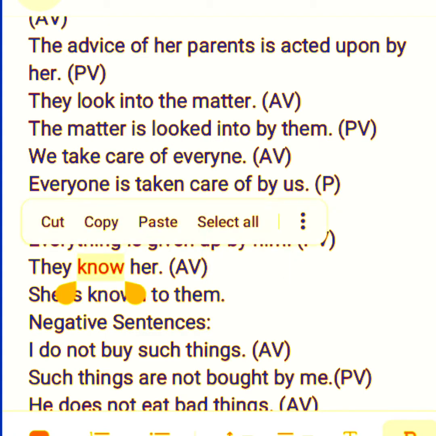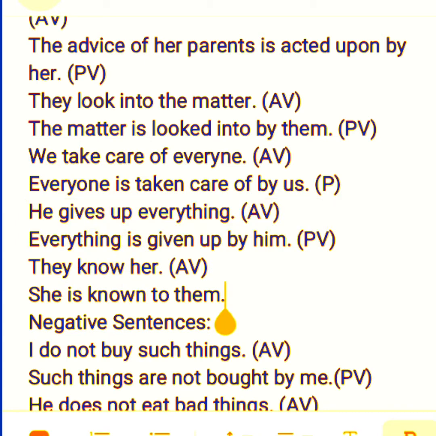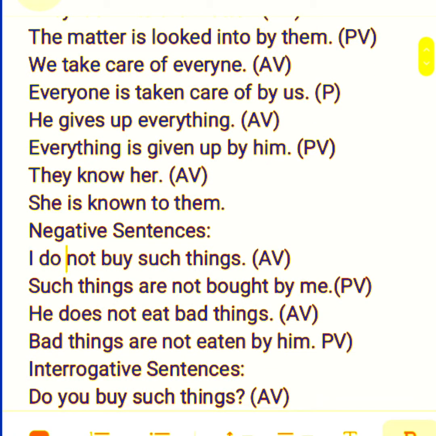They know her. Now if there is a verb, suppose this verb know, then we have to change this by preposition into to. We do not have to use by with this verb know. Wherever the verb know comes, in the passive voice we have to use to as the preposition, not by. She is known to them. Okay, then negative sentences. I do not buy such things, such things are not bought by me. He does not eat bad things, bad things are not eaten by him.